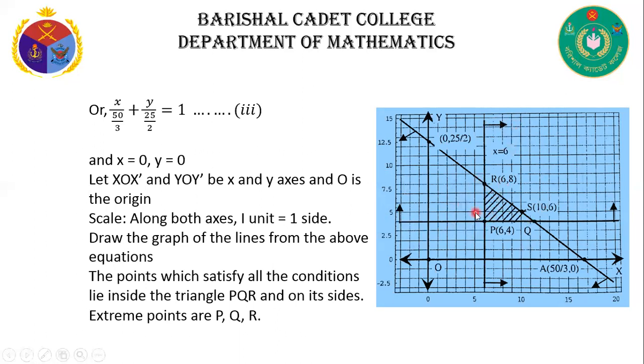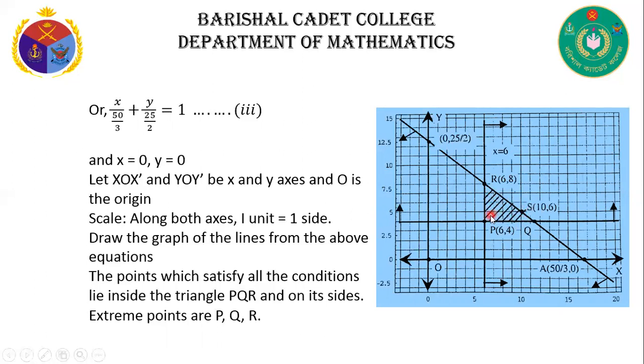Now let us try to find the feasible region. That means the region that satisfies all the inequalities. Here you see this part, that means this total region, and y is equal to 0. Here this part satisfies all the 3 inequalities. That's why this is our feasible region.